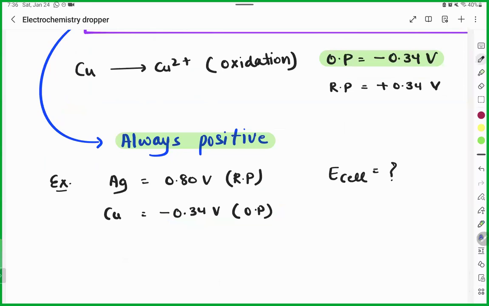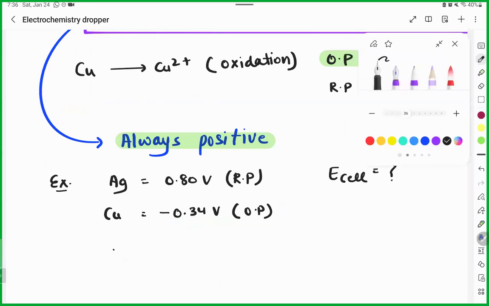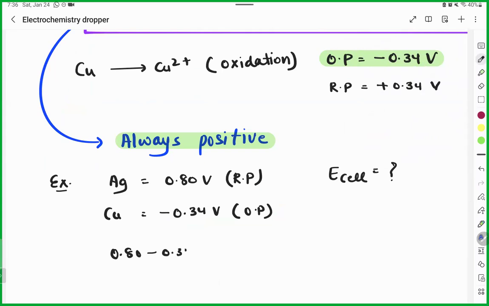So there are two possibilities. Either you take 0.80 minus 0.34, which becomes 0.46 volt. This is one possibility. The second possibility is that you add them: 0.80 plus 0.34 is 1.14 volt. Which one will be correct? What should be the answer, 0.46 or 1.14?